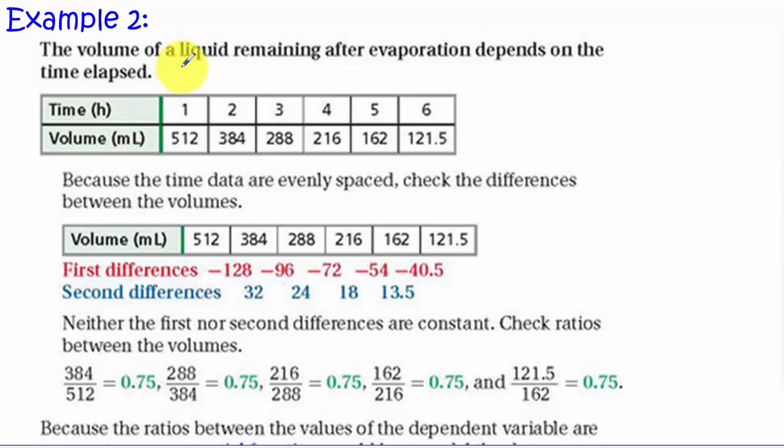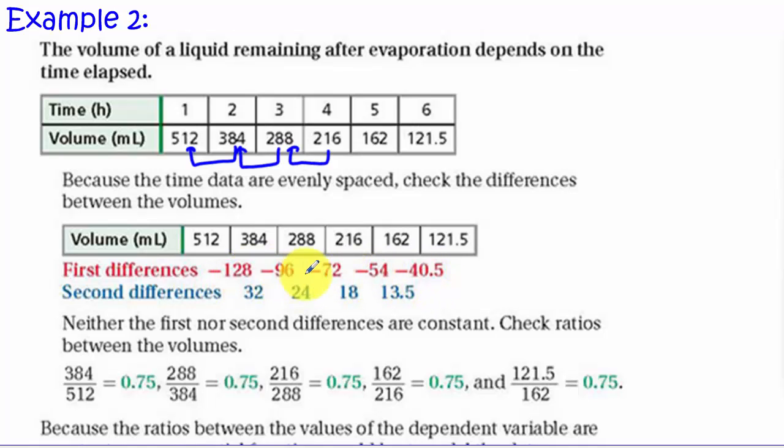In this example, we have some liquid, and it's, say, in an open container, it's evaporating, and we're looking at how much liquid is left over time, and this time was measured in hours. Again, our data is equally spaced because we measured the data every hour. So now we can look at the first differences. We can subtract here, subtract here. Now the numbers are getting smaller, so the differences will be negative, and we get these first differences.